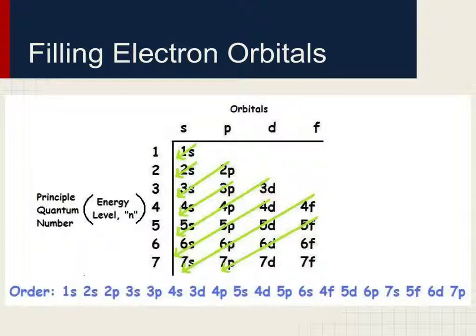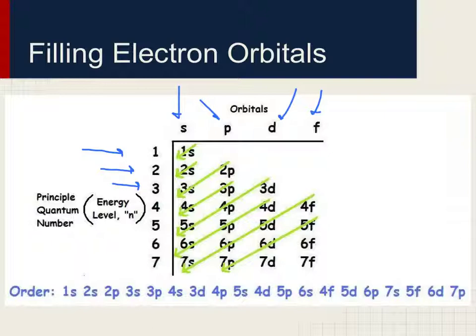What we see here are all the orbitals, the s, p, d, and f orbitals, and we see each energy level. So the first energy level only has an s orbital. The second energy level has s orbitals and p orbitals. The third energy level has s, p, and d orbitals. The fourth energy level has s, p, d, and f orbitals, as do the fifth, sixth, and seventh energy levels.